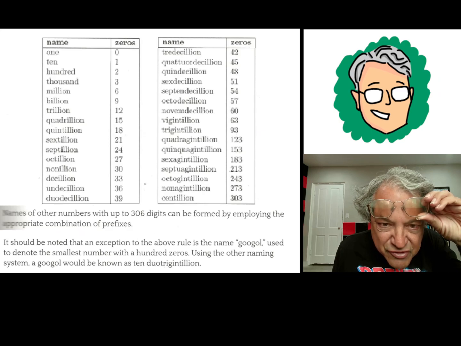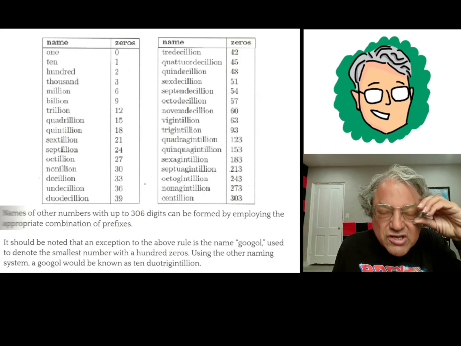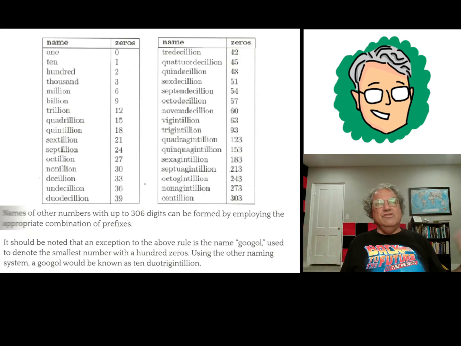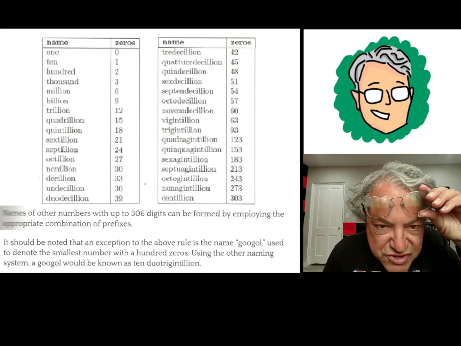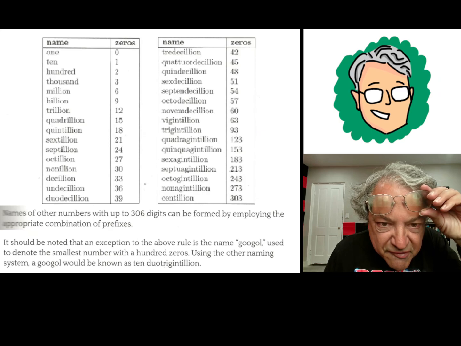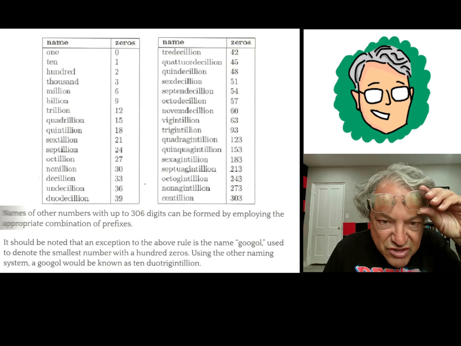And then after that, it's almost like when you're counting 21, 22, 23. So I guess the first number with 66 zeros would be unvigintillion, because we're using the Latin prefixes for the numbers 1 through 9. You have duovigintillion, trivigintillion. I think you get the idea. And you keep going like that, and then you get to trigintillion, which has 93 zeros.